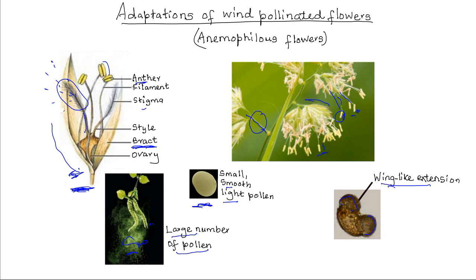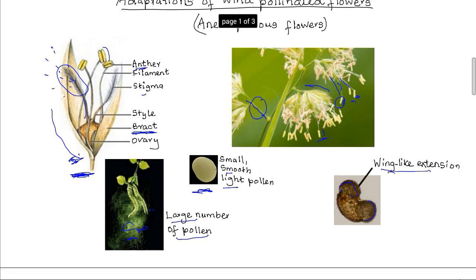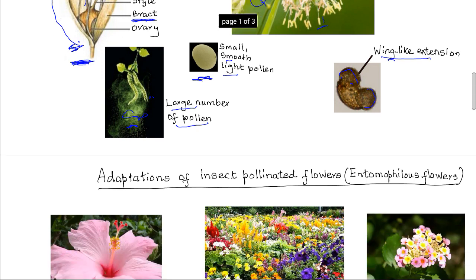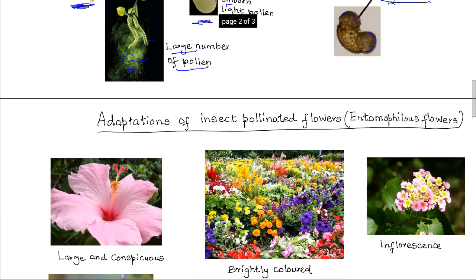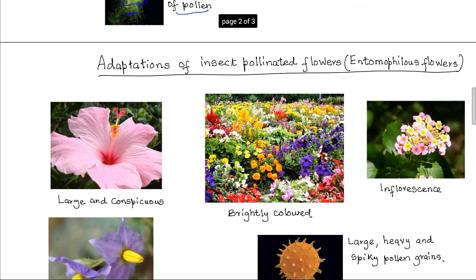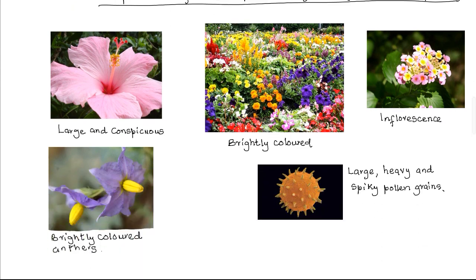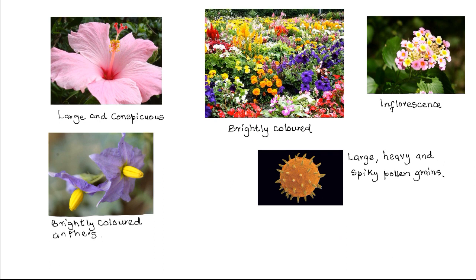So these are the general features or structural adaptations of wind-pollinated flowers. The other category of flowers are the insect-pollinated flowers, also known as entomophilous flowers. So here you also look at the general characteristics of these insect-pollinated flowers. And they have the following characteristics.